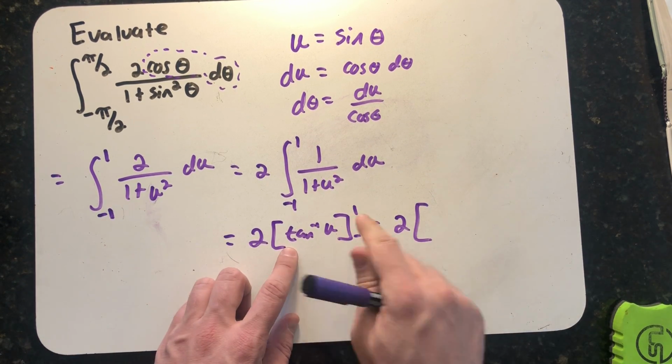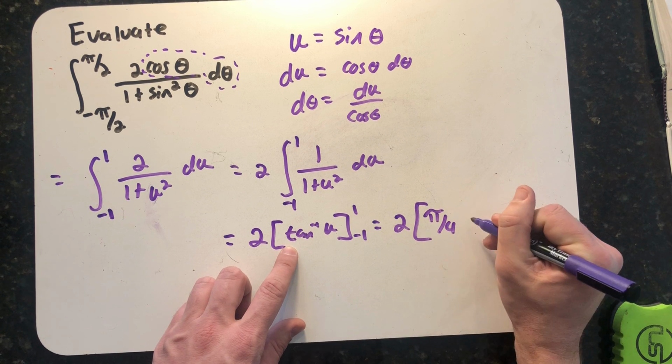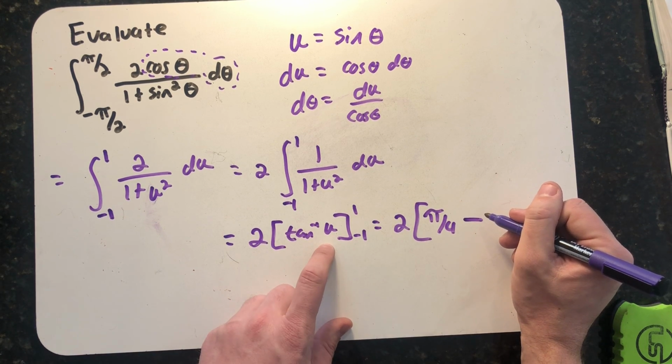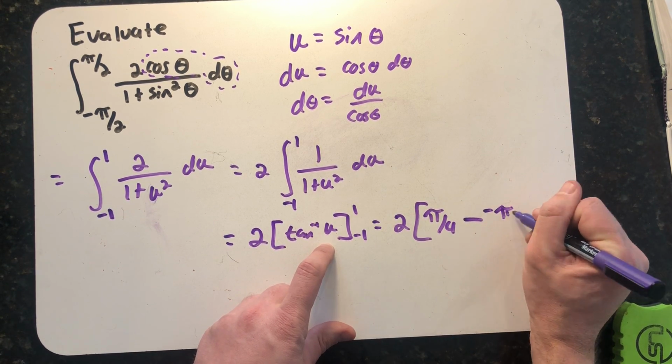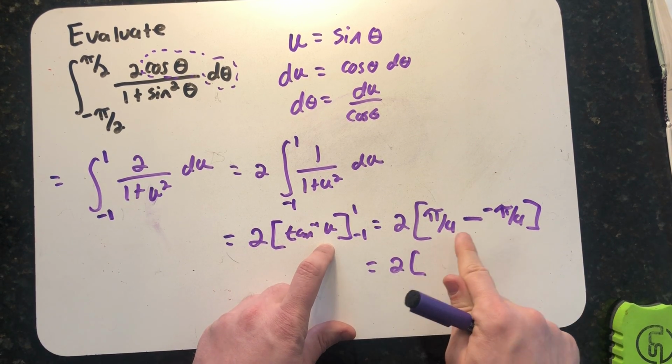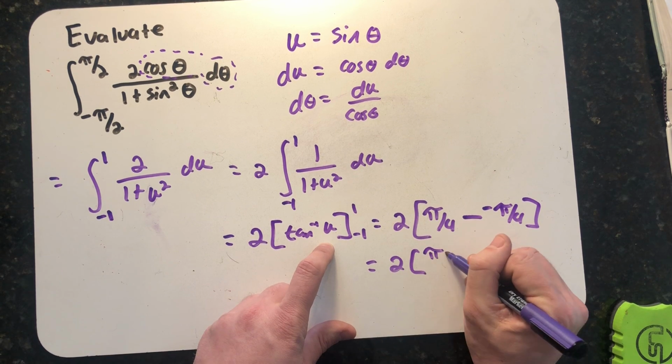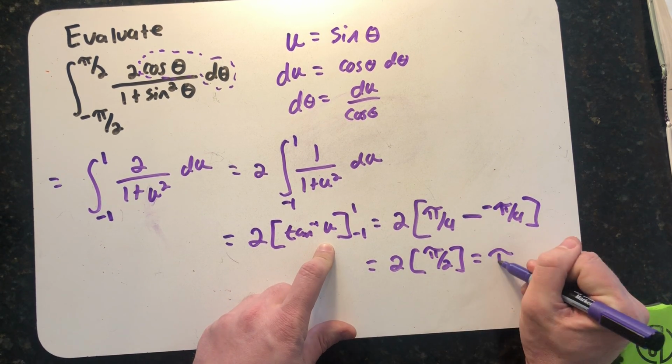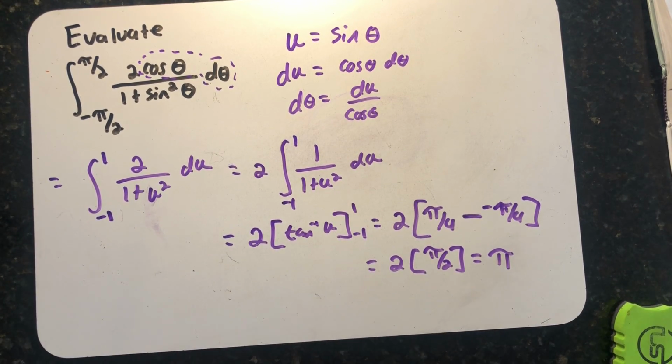Well, the inverse tangent of 1 is pi fourths minus the inverse tangent of minus 1, which is minus pi fourths. So I have 2 times pi fourths plus pi fourths is pi halves, and so we just get pi. So we've evaluated our definite integral, and that's it for now.